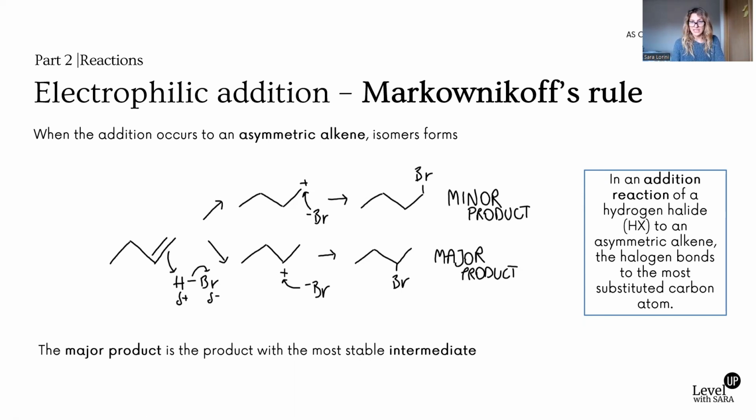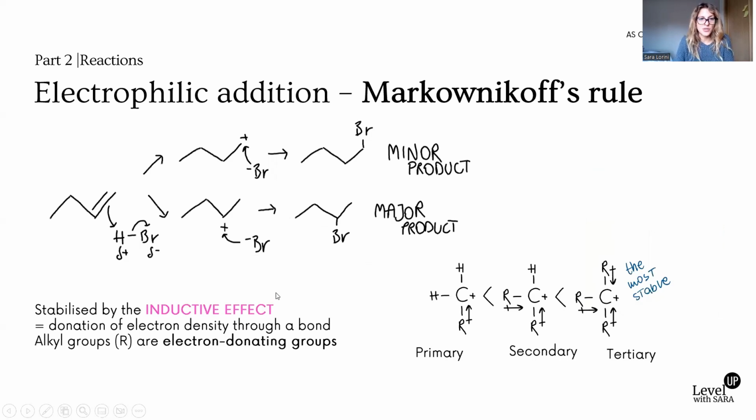But then, of course, there are a few little things that we need to consider, like the position of the positive charge, because if it's asymmetric and if you're adding an HBr, we could have two different products depending on where the bromine adds or where the hydrogen adds. Okay, and we need to distinguish between the minor and the major product. So notice that the major product is the one where the positive charge is in the carbon that is most substituted. The reason is that we want the most stable intermediate, and the most stable intermediate is the one that has more groups attached that can donate a bit of electron density, and this is called the inductive effect.